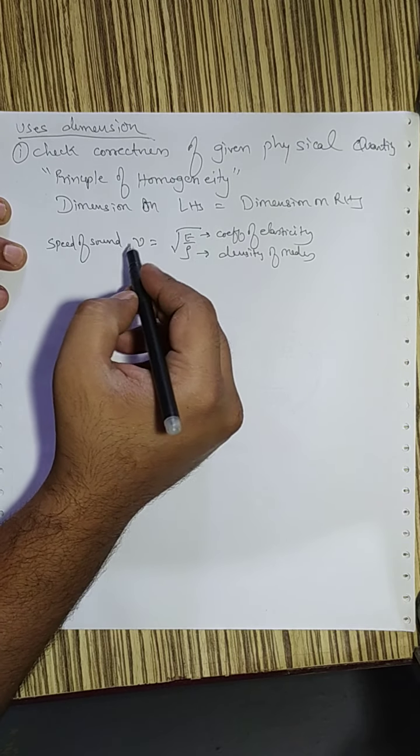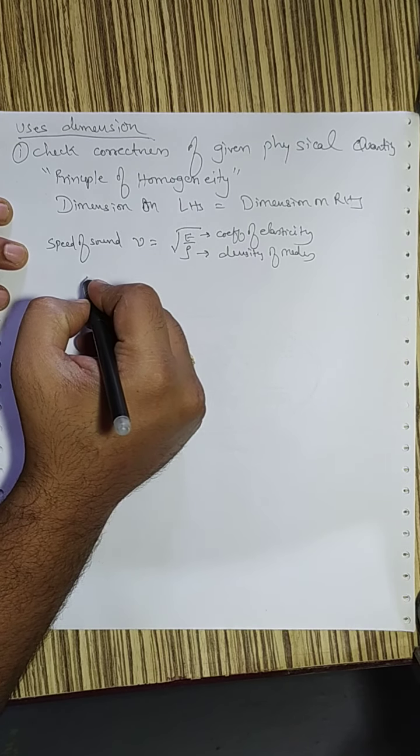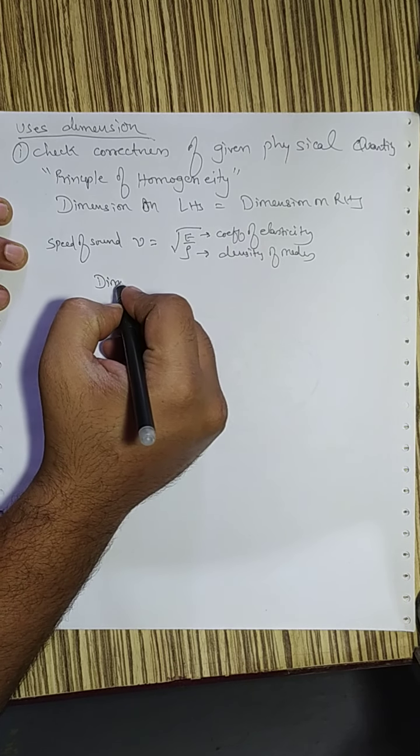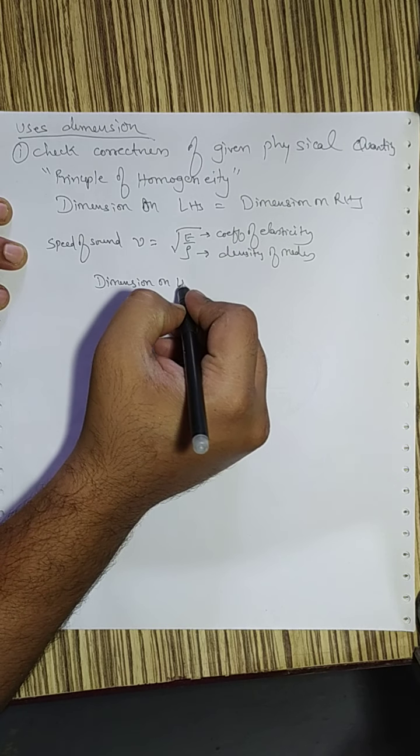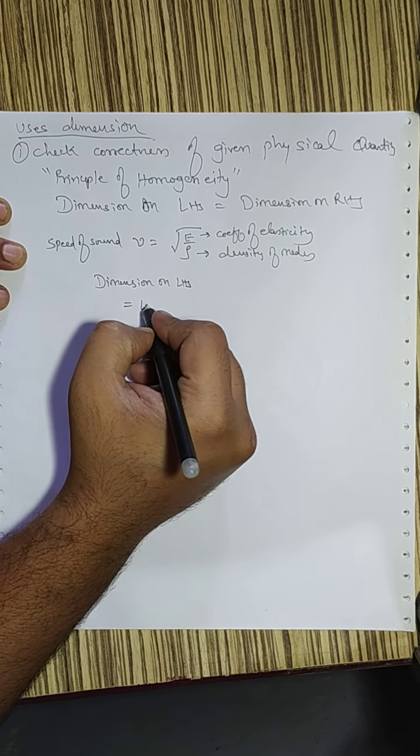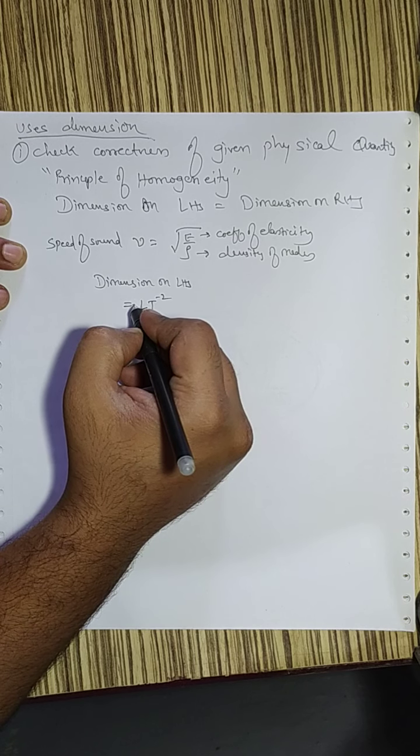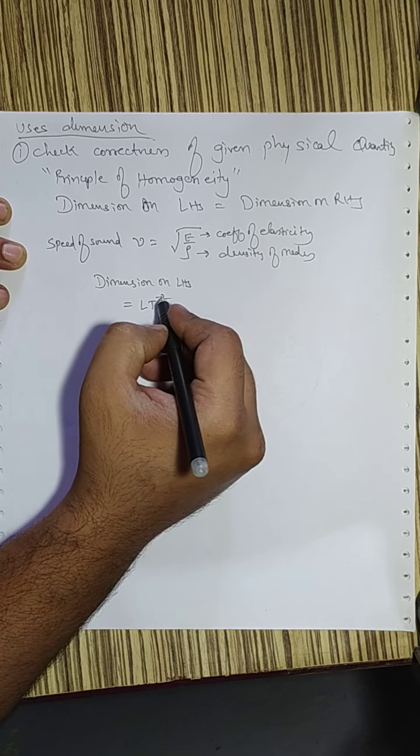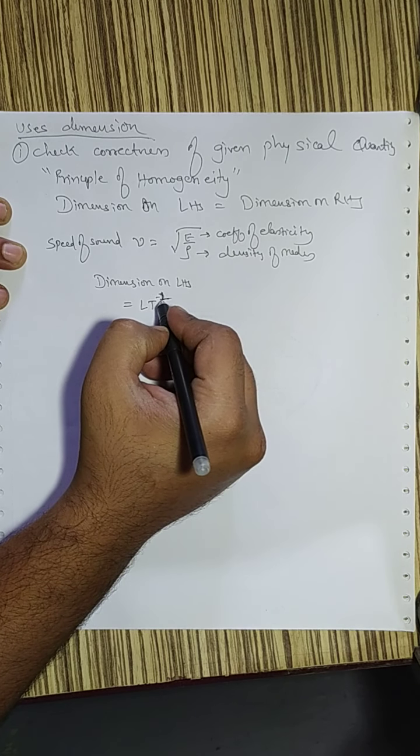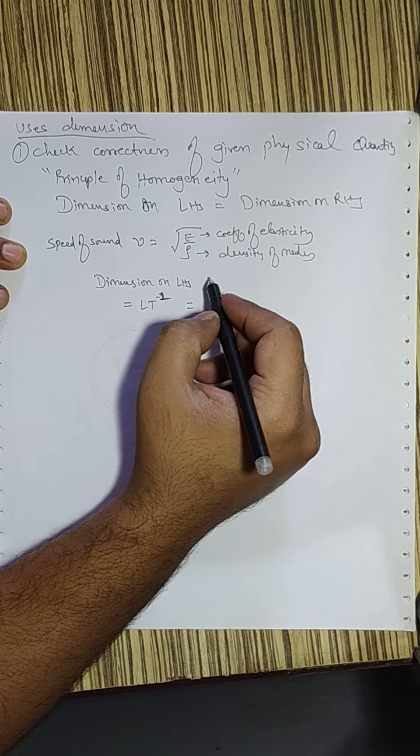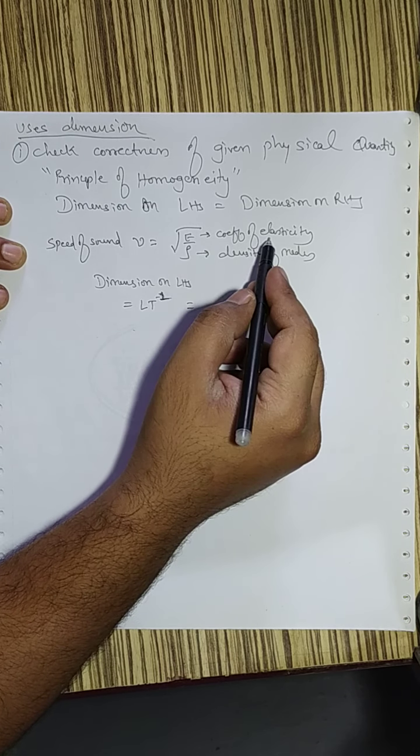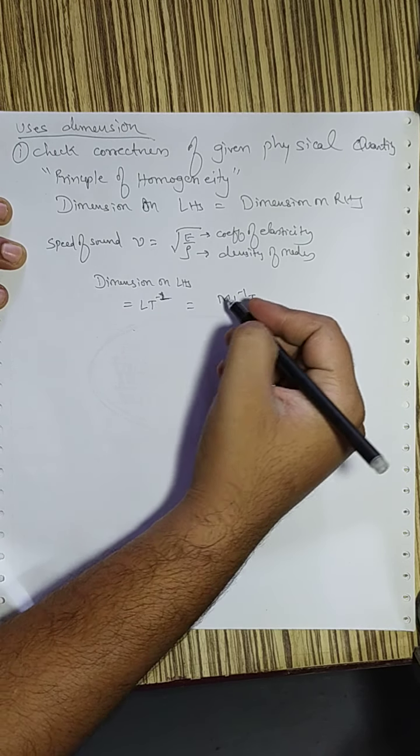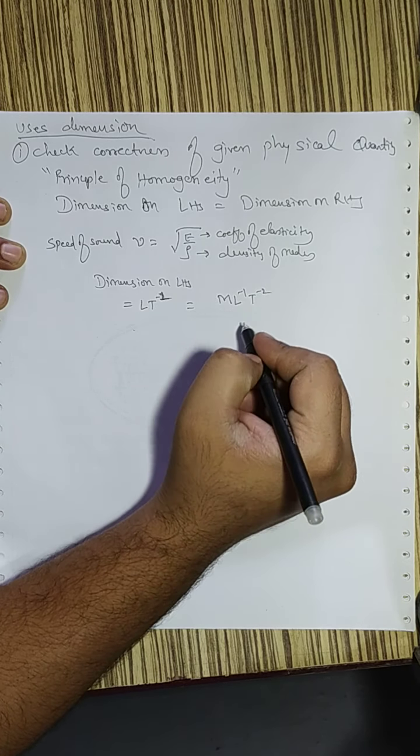So making use of the principle of homogeneity, let us check the dimension on the left hand side. On the left hand side will be velocity, so it is M0 L1 T inverse 1, because it is meter per second, so meter is L and second is power minus 1. On the right side, we have the coefficient of elasticity. For coefficient of elasticity, the dimension formula is M L inverse T minus 2.